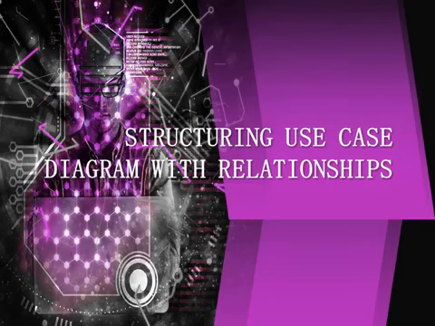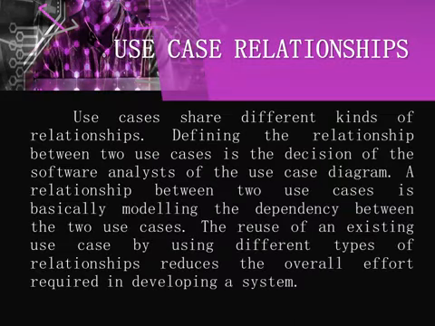Structuring use case diagrams with relationships. Use cases share different kinds of relationships. Defining the relationship between two use cases is the decision of the software analyst of the use case diagram. A relationship between two use cases is basically modeling the dependency between the two use cases. The reuse of an existing use case by using different types of relationships reduces the overall effort required in developing a system.